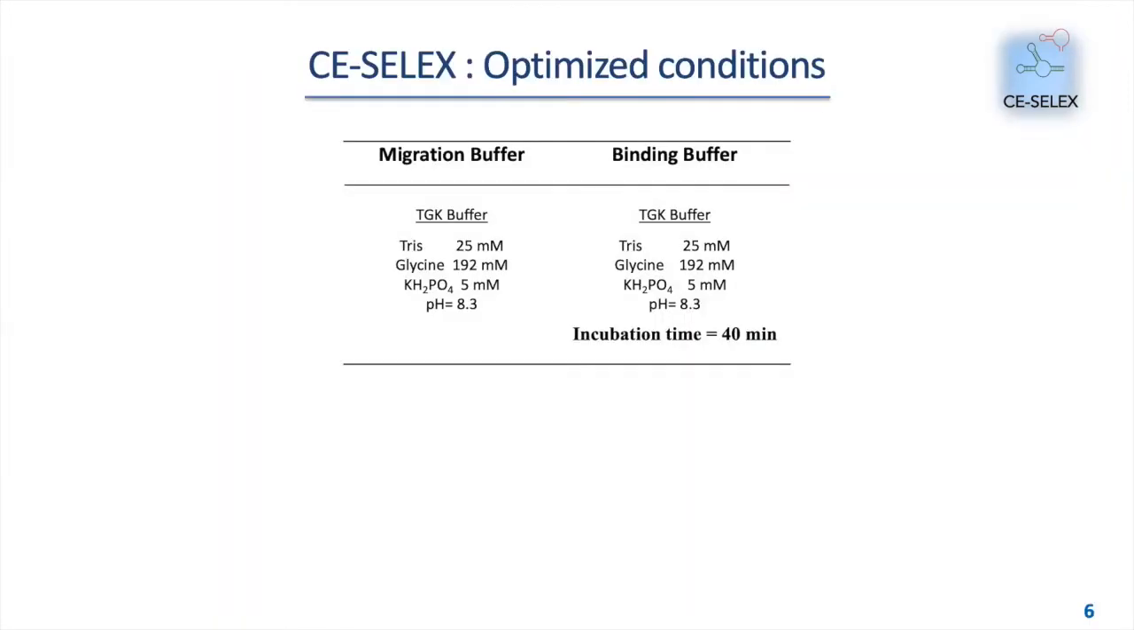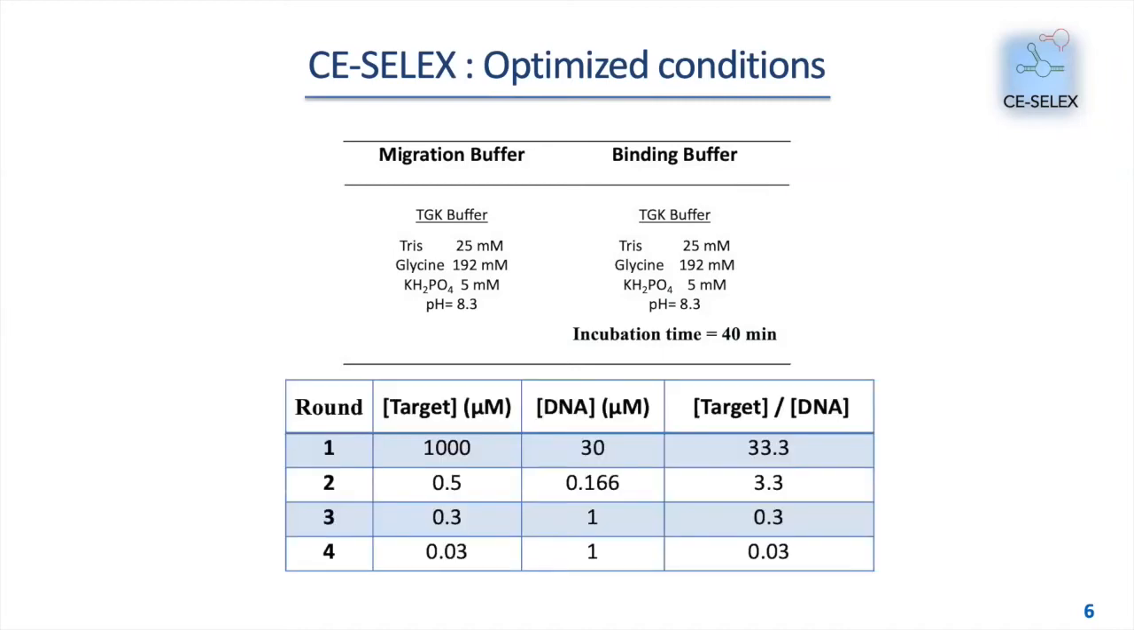So to do this selection, we started from this buffer called the TGK buffer, which has been used in the lab for a previous selection of a peptide very close to this one, just a bit bigger. And we tried to optimize the conditions by changing the pH, but also by changing the binding buffer. So for the incubation, by adding magnesium. And in the end, those are the conditions that we found to be the best, with an incubation time of 40 minutes. So we did a 4-cycle selection, changing for each round the ratio between the target concentration and the DNA concentration by a factor of 10 in order to improve our selectivity.